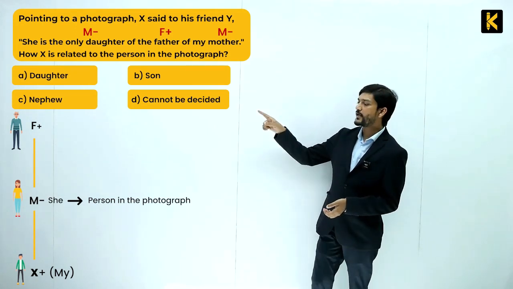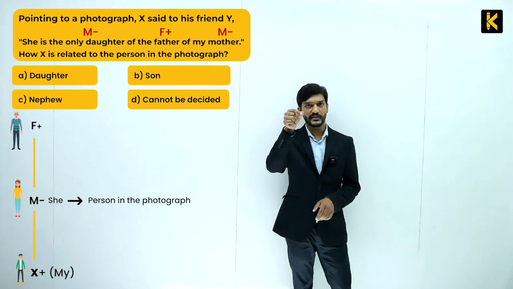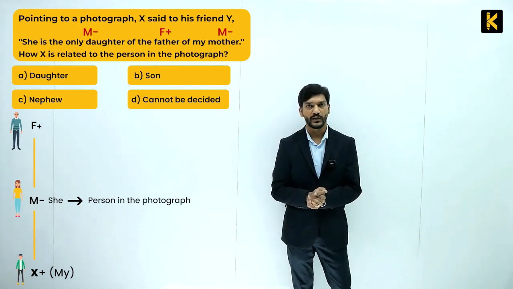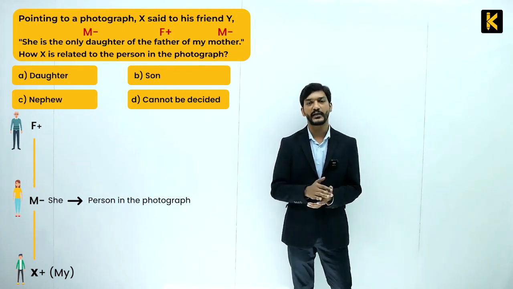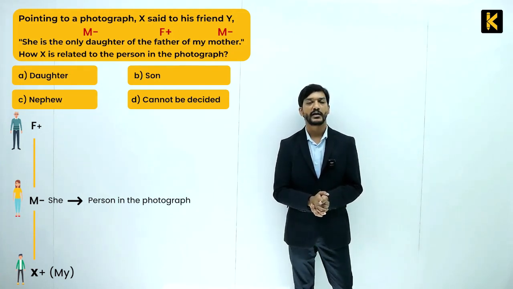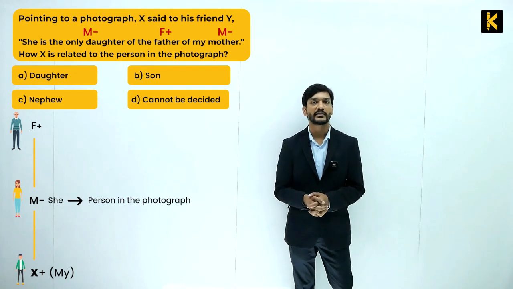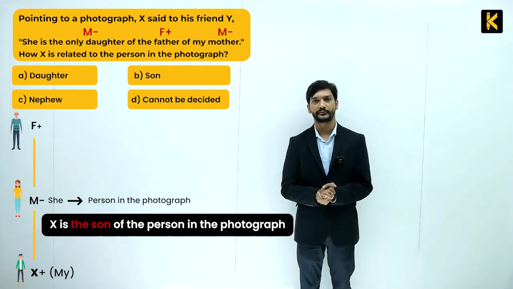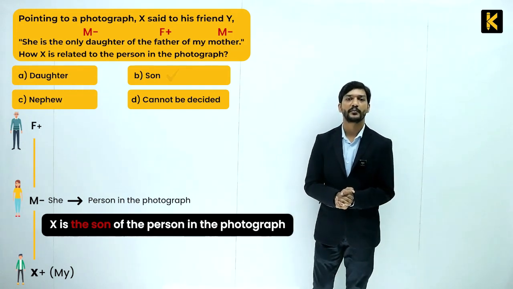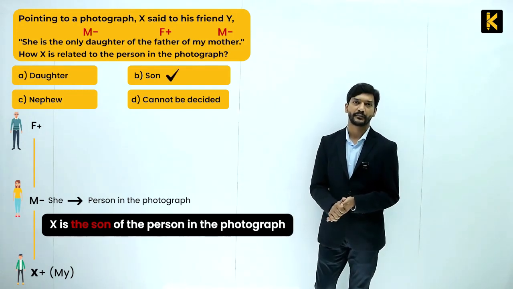So between X and M minus we already know there is a single line. X is one generation below with respect to M. So that means X is the son of the person in the photograph. Okay, so that means option B will be correct.